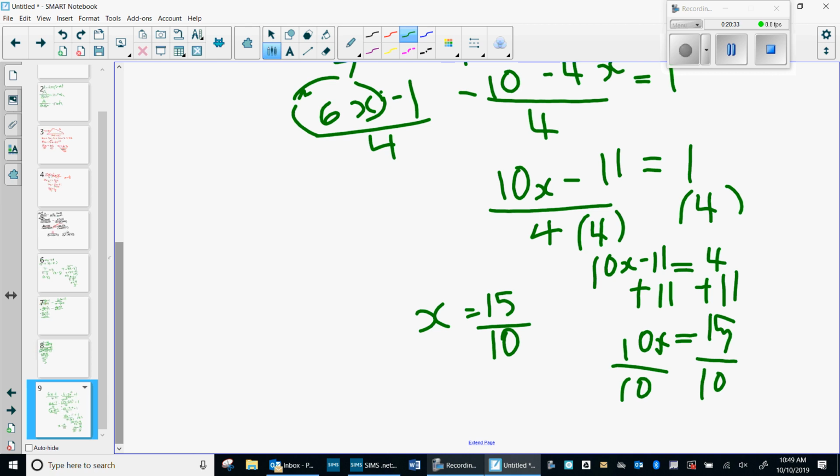And now ideally you would simplify that, so that would be 3 over 2 or 1.5.